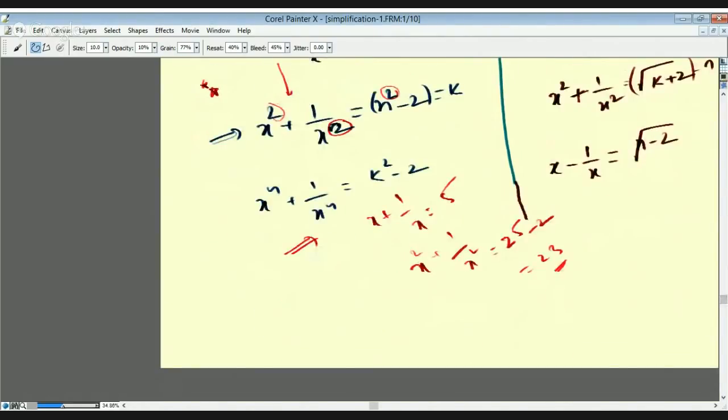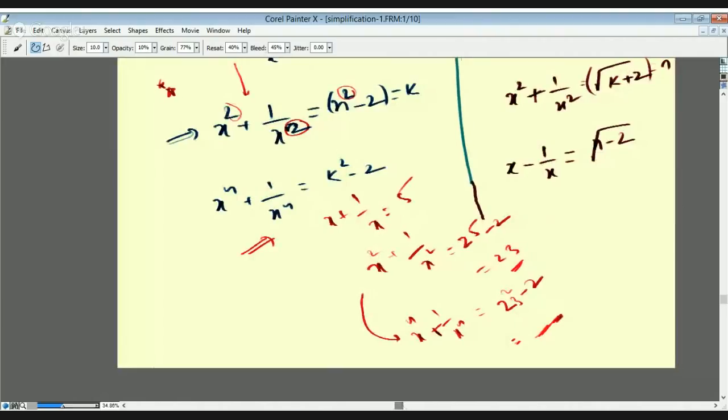In the same way, again, if you want to square it, like x power 4 plus 1 by x power 4, it's again you're squaring it. So it will become 23 square minus 2. What is 23 square? Is it 529? Try to write the answer. What is 23 square? It's homework for you.